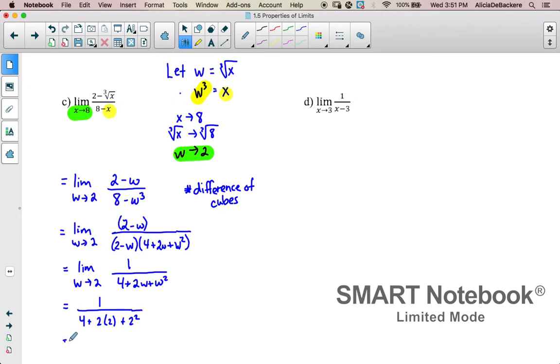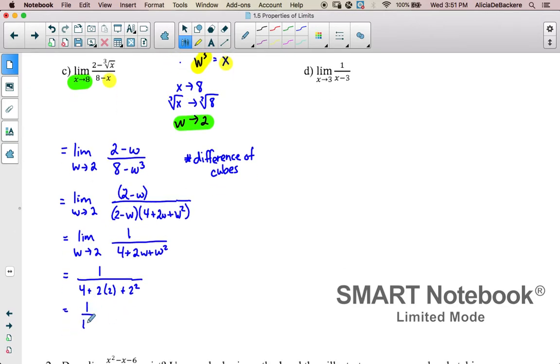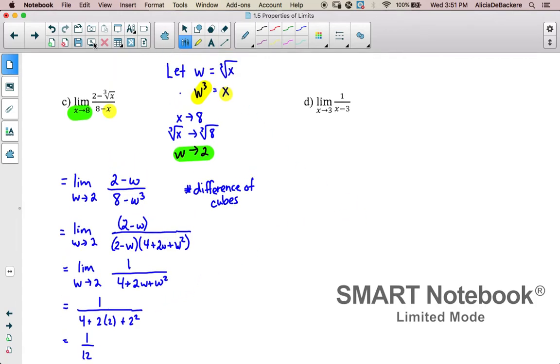And so what we get here is 1 over 4 plus 4 plus 4, or 1 over 12. All right, so that's what we call change of a variable, right? That was a new strategy. All right, how about this one here?